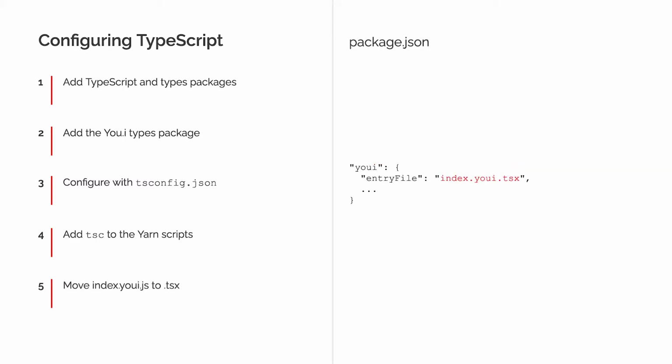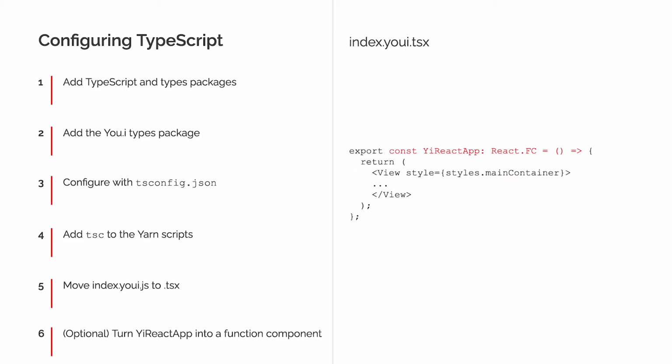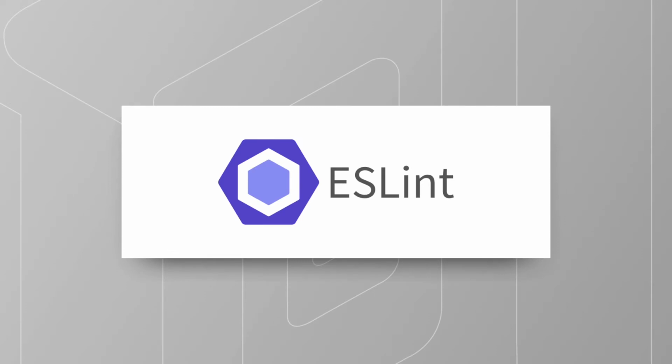And now we can take the bold leap of moving the index file to a tsx suffix, which is the TypeScript equivalent of JSX. We'll need to update the entry point in package.json. Lastly, if you so prefer, you can convert the class-based UI React app component to a function. If you're planning on using hooks throughout your project, this is a good first start. Next, let's look at ESLint.